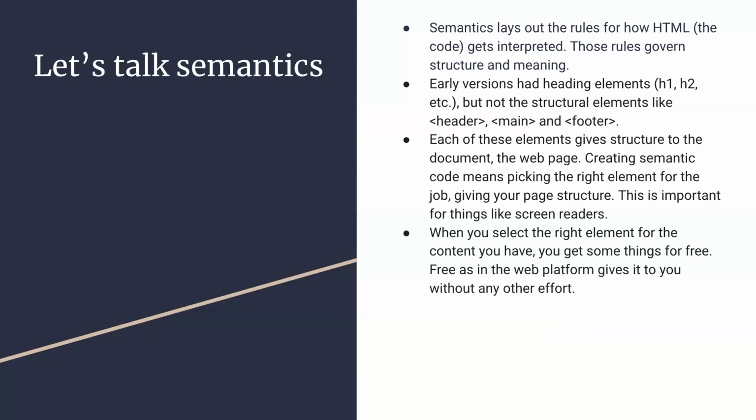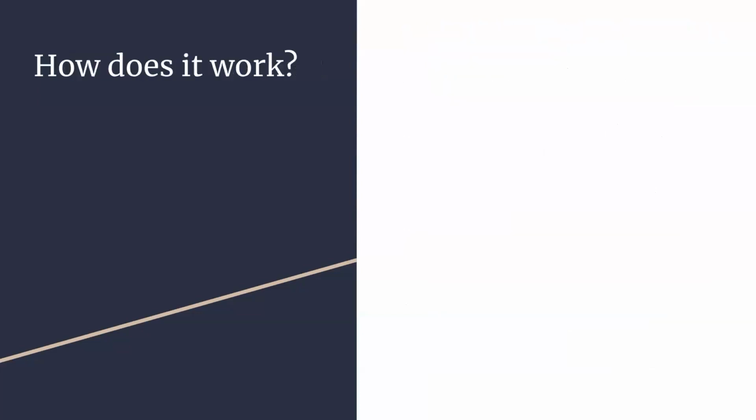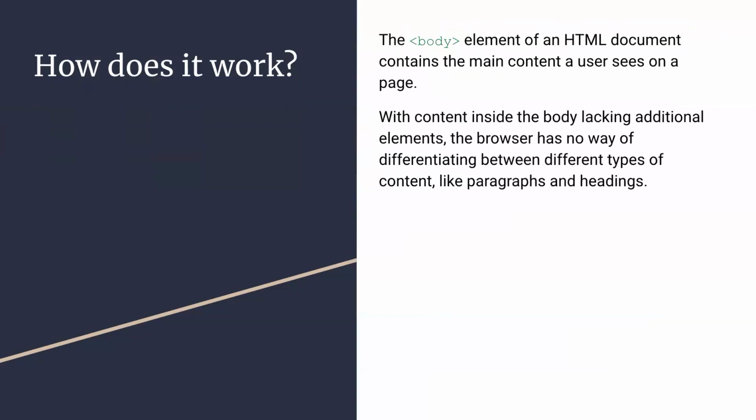Like if you do decide to use H1s and H2s for their font size, I don't recommend that, but you do get some benefits from that because an H1 is going to be the largest thing on the page generally. And then structure and meaning get conveyed to browsers and assistive technologies, and some elements come with built-in keyboard functionality like form elements. So how does semantic HTML work?